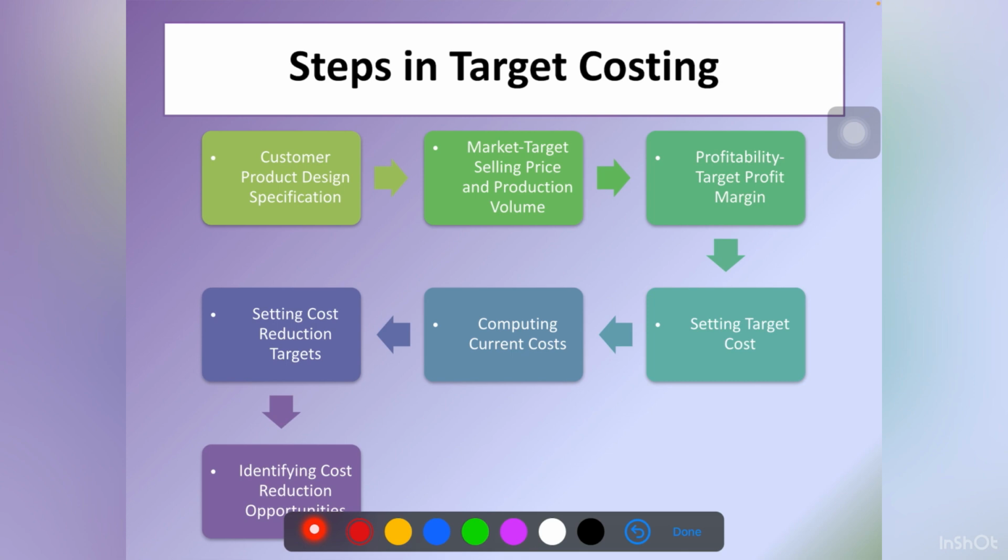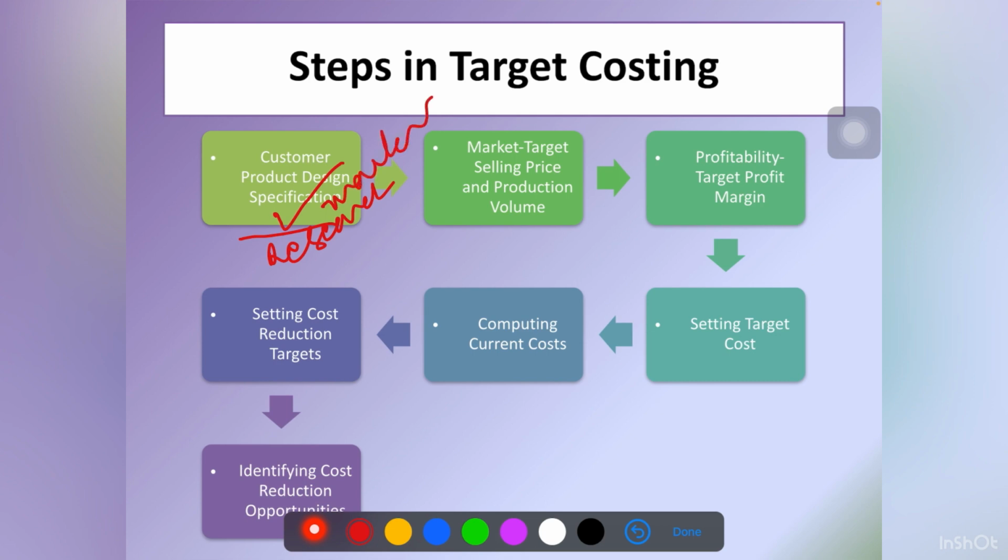Now next topic is the steps in target costing. There are various steps that are involved in target costing. First is the customer product specification. Over here we determine who all are customers, what do they want, what features do they want in their product, and so on and so forth. We determine the quality of the products, and then we see the designs, how the customer wants. This basically comes in the marketing research, right?